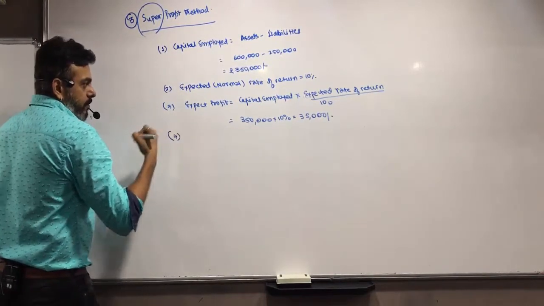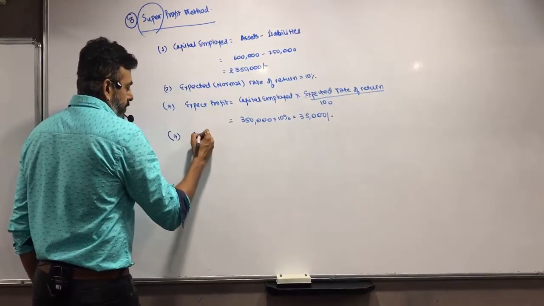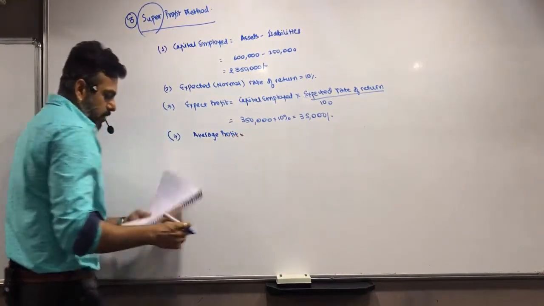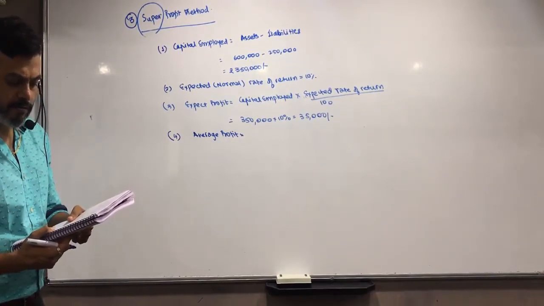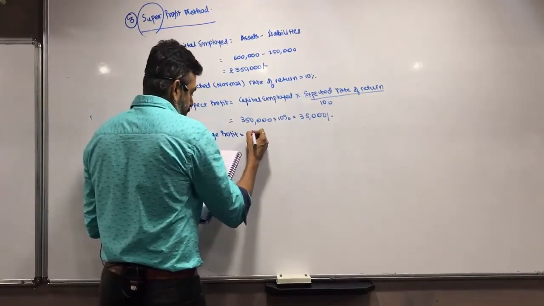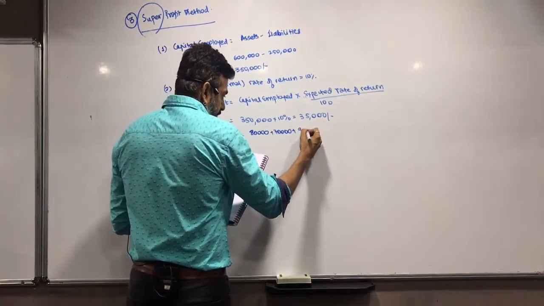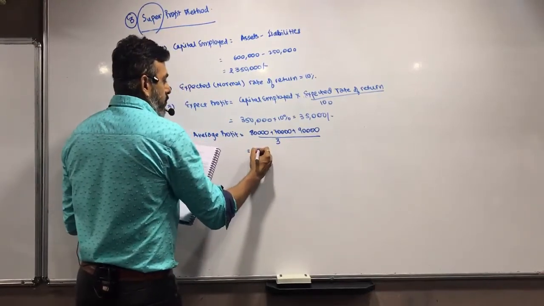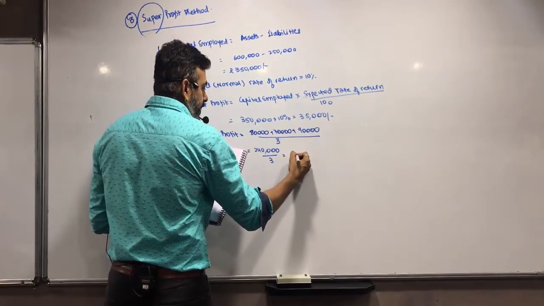Fourth one, average profit. Now over here, is there any trend? Is there any trend? 80, 70 and 90, there is no trend. So we find out average profit normally. 80,000 plus 70,000 plus 90,000 upon 3, 2,40,000 upon 3 is equal to 80,000.